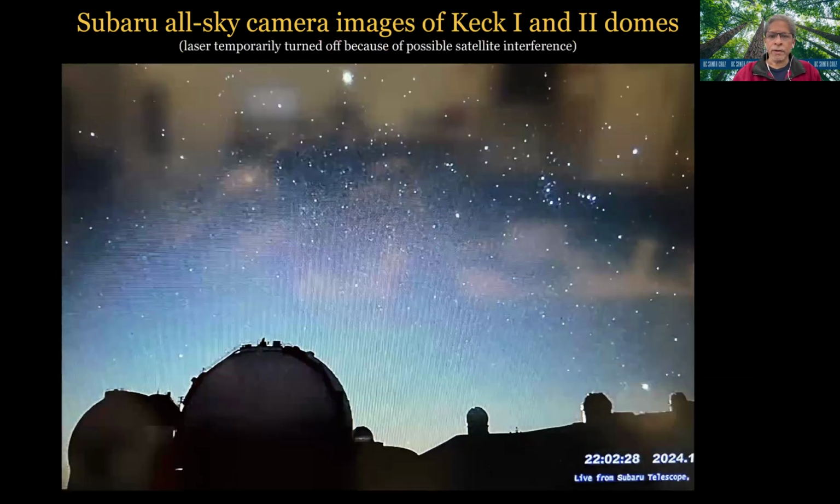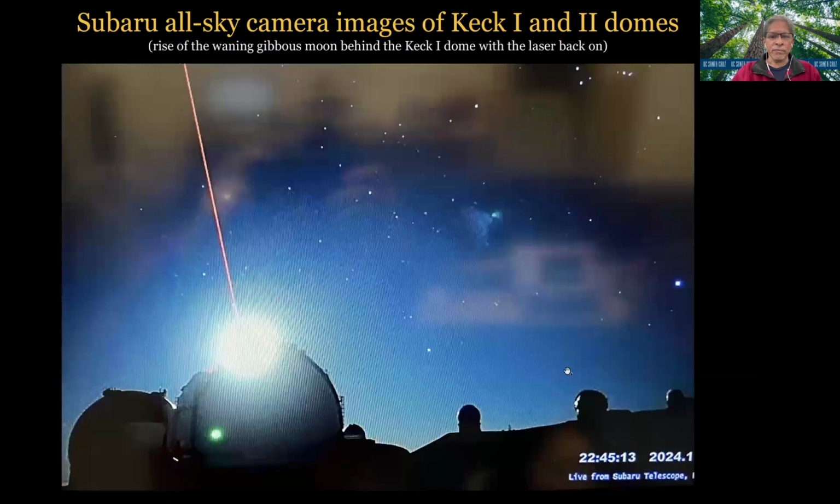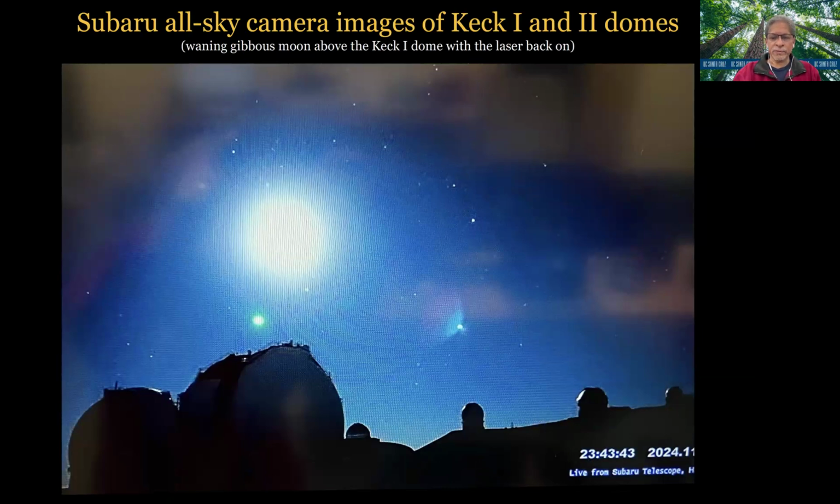And here's the laser back on, with the moon rising behind the Keck I dome. Here's a little bit later, with the moon a little further along, but now with the laser off. So the laser is on most of the night, but there are periods ranging from a few seconds to a few minutes, sporadically spread out throughout the night, when we have to turn off the laser to avoid conflict with satellites, danger of damaging equipment on the satellite, etc.